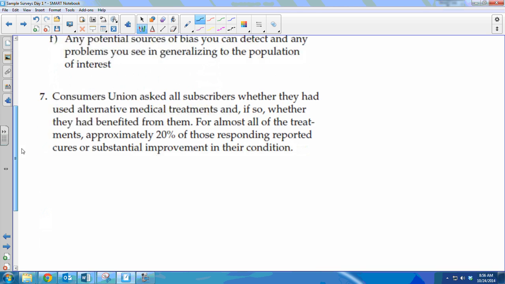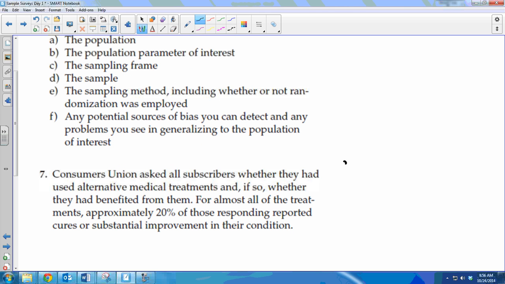So the first we're going to do is number 7. Consumers Union asked all subscribers whether they had used alternative medical treatments, and if so, whether they had benefited from them. For almost all of the treatments, approximately 20% of those responding reported cures or substantial improvement in their condition. So what is the population, do you think, of people that they're surveying?